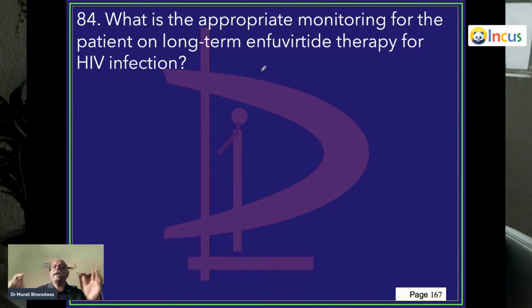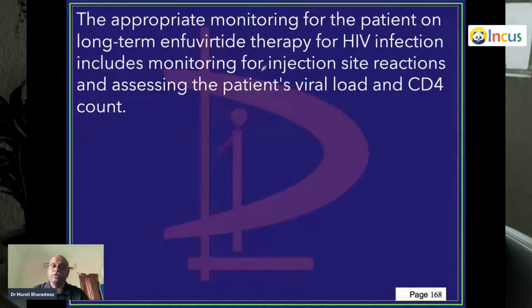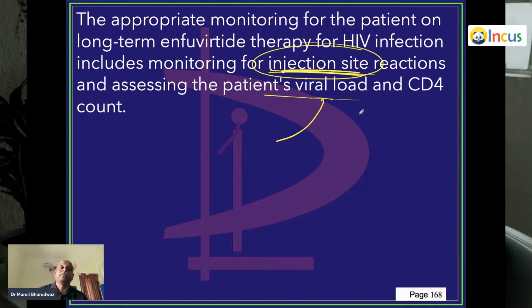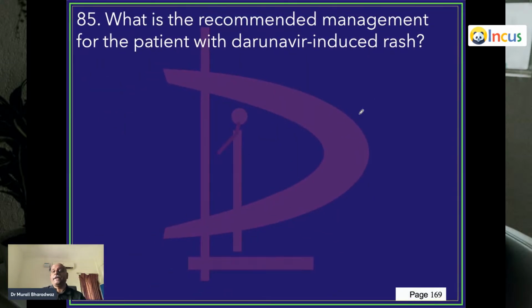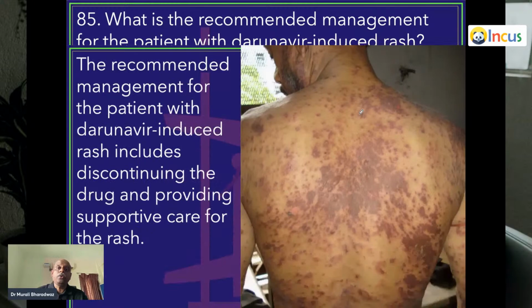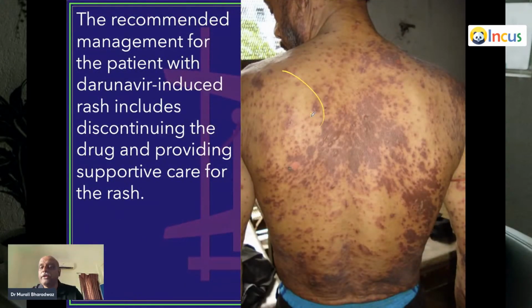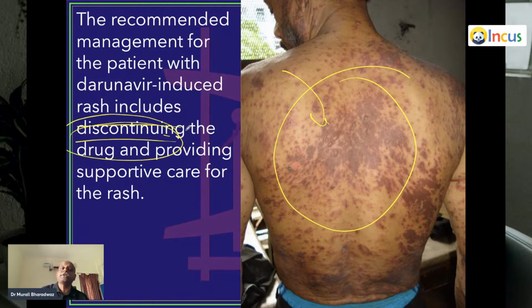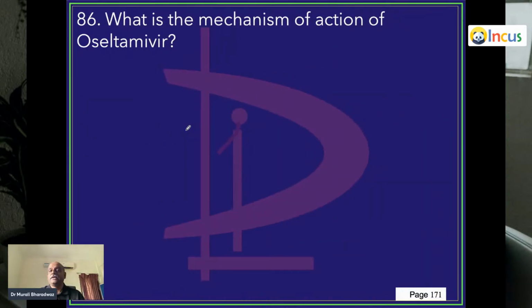If you are giving long-term enfuvirtide therapy, you should look for any injection site reaction and also monitor the viral load and CD4 count. Darunavir can lead to the development of rash, which may require discontinuing the drug.